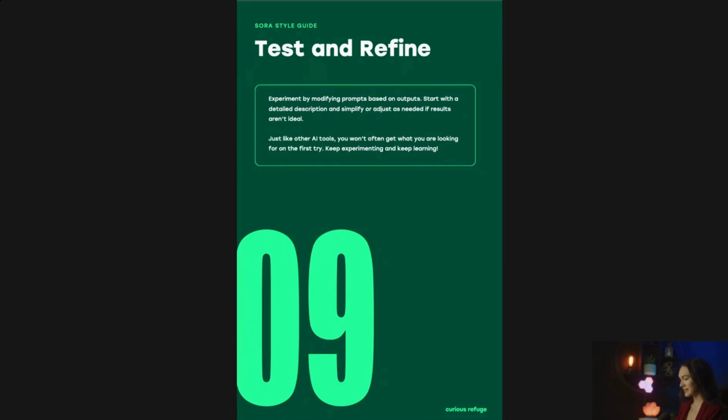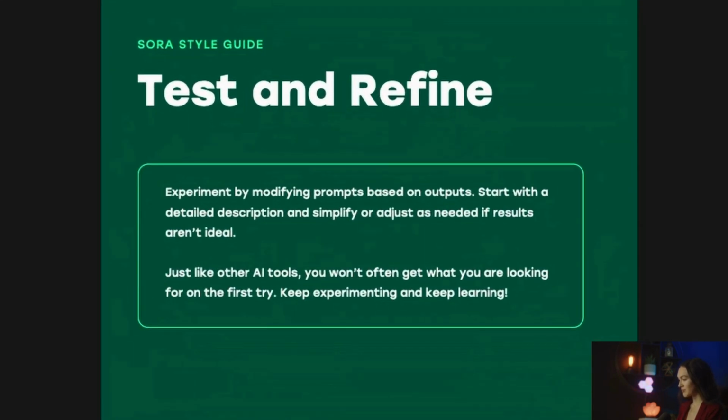Test and refine. Experiment by modifying prompts based on outputs. Start with a detailed description and simplify or adjust as needed if results aren't ideal. Just like other AI tools, you won't often get what you are looking for on the first try. Keep experimenting and keep learning. Now that we covered some film terminology, you can use these words to better communicate with Sora. In the next lesson, we will prompt our own videos.